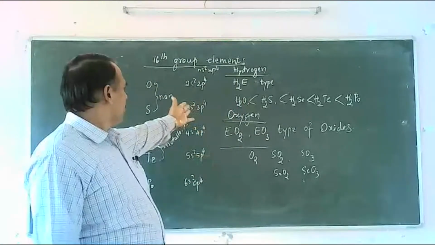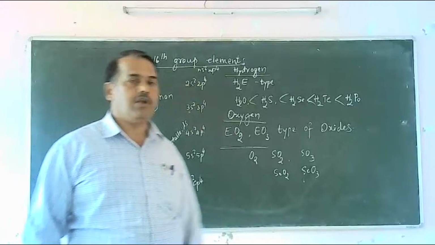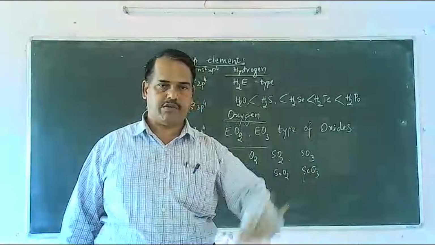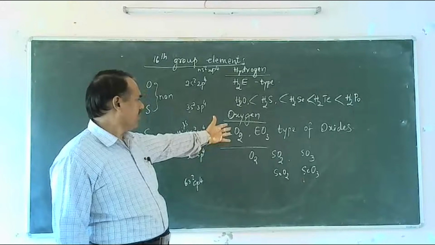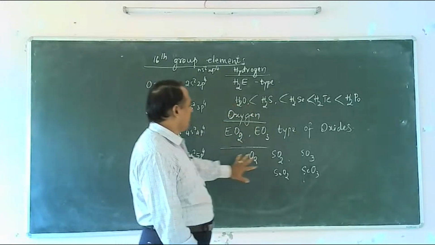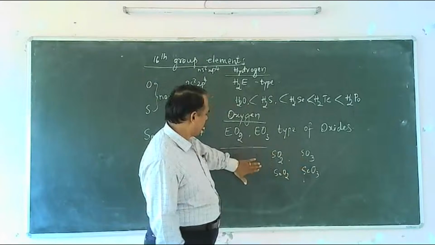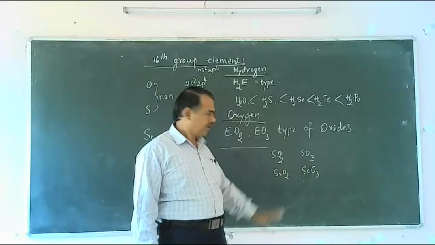Are you clear? So all 16 group elements react with oxygen and it gives two types of oxides. One is EO2 type, another one is EO3 type. And generally all these oxides are acidic in nature.